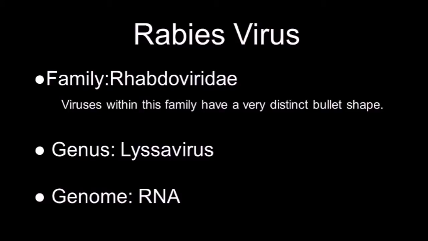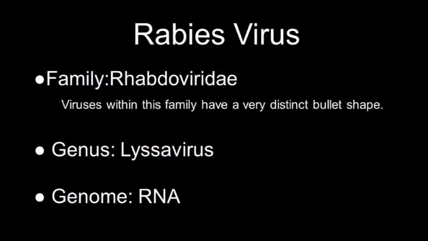The rabies virus is a member of the Rhabdoviridae family, and the viruses within this family have a very distinct bullet shape, so they're very easy to recognize. If you were to look at one and see that it was a bullet shape, then most likely it is a member of this family. It also is in the Lyssavirus genus, and it shares this genus with the Australian and European bat viruses, which sound pretty nasty to me.